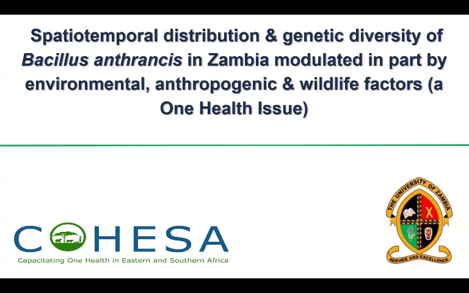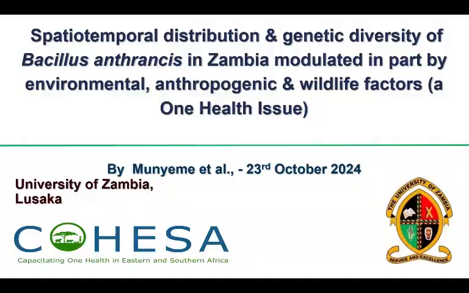The topic I'm going to start with today is based on our own studies which we have done in Zambia and a bit with our colleagues outside Zambia, especially the neighboring countries. We are looking at the spatial temporal distribution and also the genetic diversity of Bacillus anthracis. This is the bacteria which causes anthrax. And in Zambia, we say this has been modulated mostly by the environment, anthropogenic factors, those are human activities, and wildlife factors. Because of these, we are talking of a One Health issue. And I'm a country multiplier for capacitating One Health in Eastern and Southern Africa, based in Zambia.